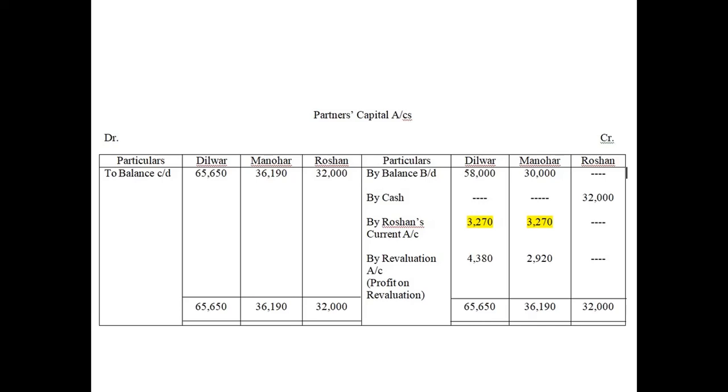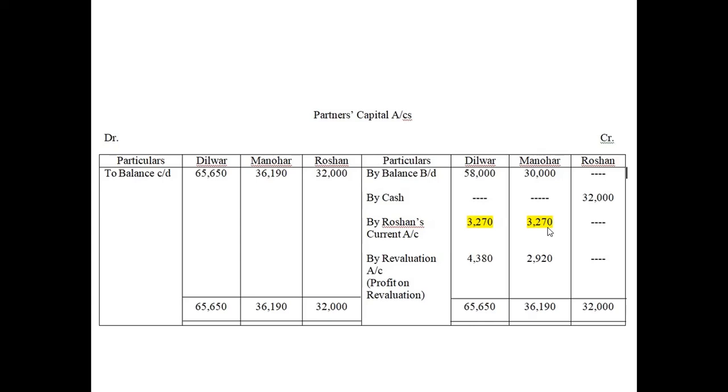That's why I have highlighted it with this yellow color. Do not write this amount, 3270 and 3270, because we don't know the amount right now. Even in the question, nothing has been said about the amount, but there is a hint here, so we will use that hint. Just wait. After writing by Roshan's current account, we write by revaluation account, or simply by profit on revaluation, directly.